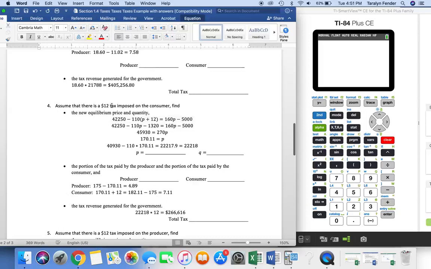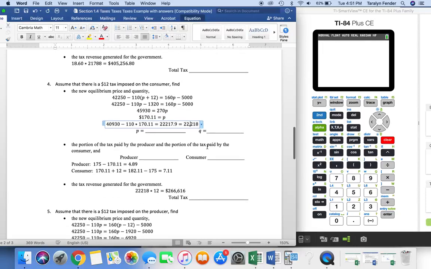Now what if we impose a set tax? In this case, we're going to put $12 tax on the consumer. So the consumer is now going to pay whatever the equilibrium is plus $12. So we use the demand equation, but now we're going to put the price plus 12. Simplify that and we get a new equilibrium price of $170.11. We put that into either one of the equations and we calculate the number of items to be 22,218.